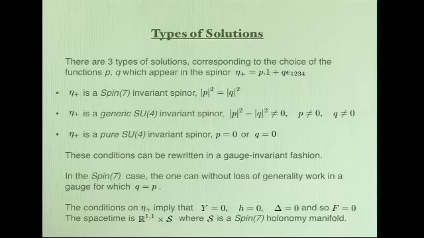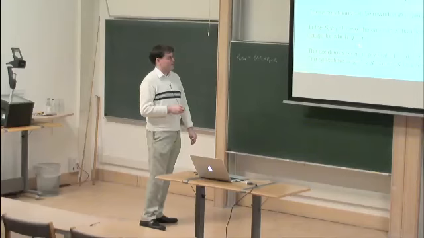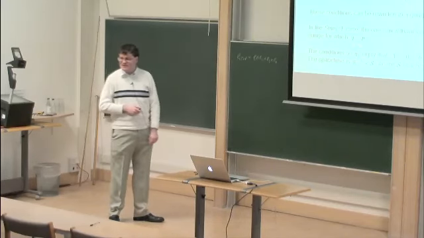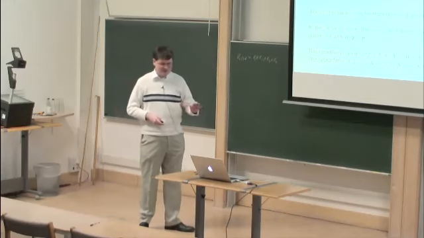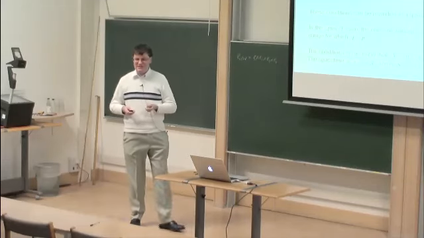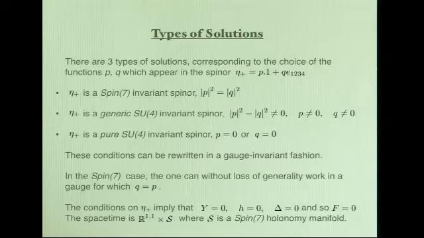This is very simple because you can always choose a gauge for which p is equal to q. And when one goes back to those sets of equations that I had on the previous transparencies and plugs this condition in, at the end of the day the 3 form Y vanishes, the 1 form H vanishes, delta vanishes, and so the 5 form has to vanish, and the spacetime is just R^{1,1} times S, where S is a Spin(7) holonomy manifold. So I'm not going to consider that anymore. I'm going to be particularly interested in solutions which have a non-zero 5 form, because otherwise there's no flux at all.